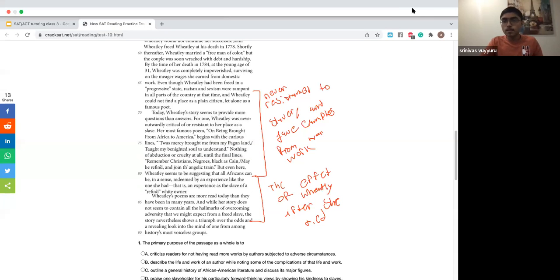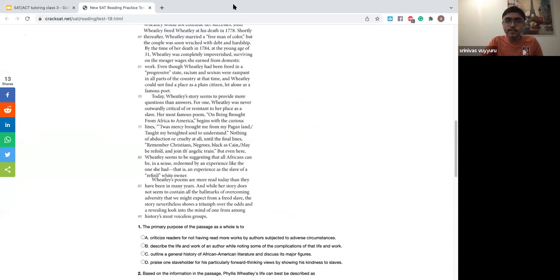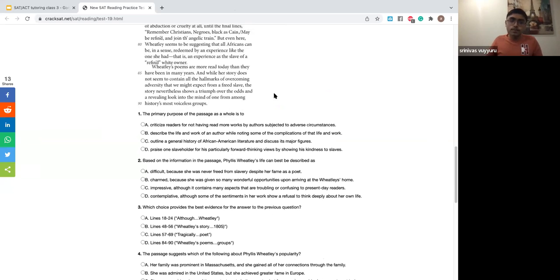All right. So we'll go down. So the primary passage, the passage as a whole. The thing with SAT reading questions is there's always going to be at least two just plain wrong answers, and you will know them immediately. So you should always just start crossing them out. Nowhere in the passage does it criticize the readers.